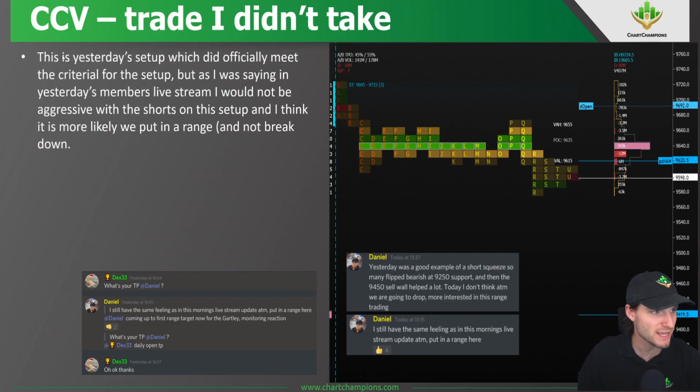Okay, so you can see here, yesterday is obviously last week now, but this is yesterday's setup, which did officially meet the criteria for the setup. But as I was saying in yesterday's members live stream, I would not be aggressive with the shorts on this setup, and I think that it's more likely we put in a range and not break down.